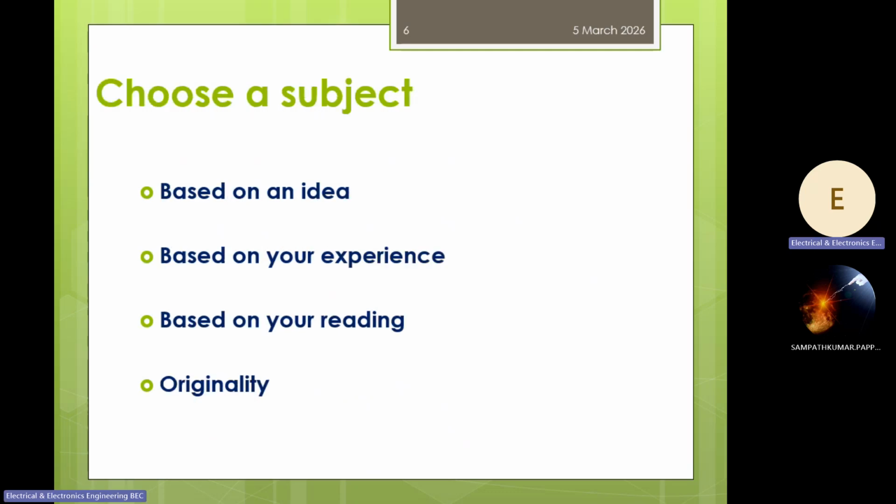We do research. And how to choose a subject? We can choose a subject that is based on idea or experience. That means by contacting some researchers, or based on the reading or originality. That way we can choose a subject.